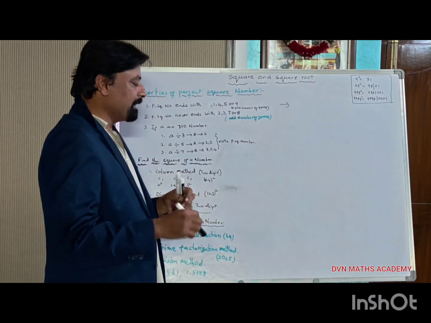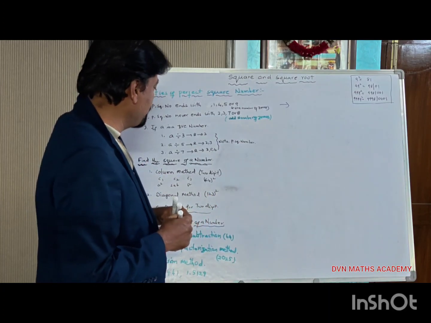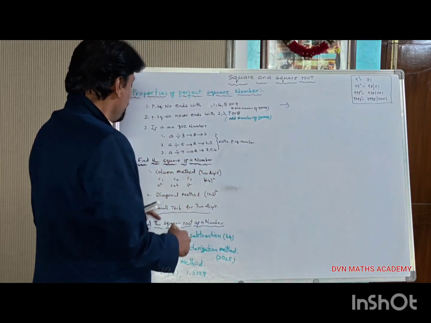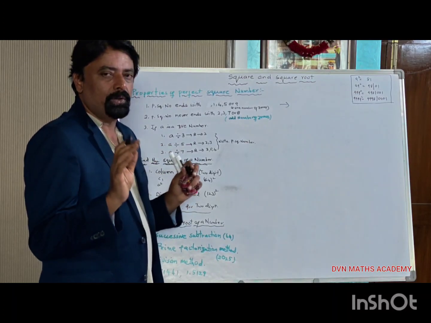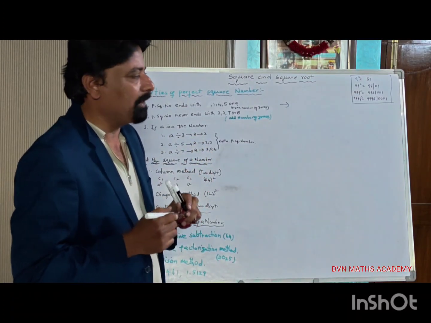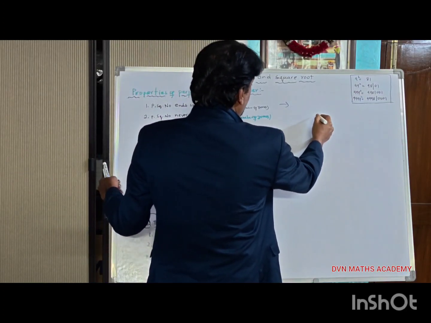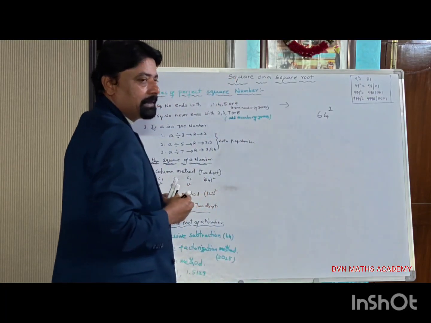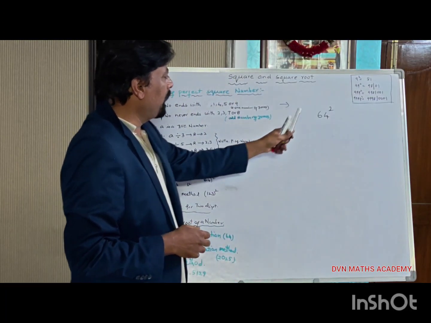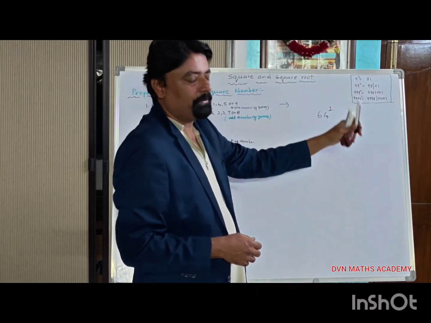I will also explain one technique to find the square of two digit numbers in this session. So the first one is the column method. This column method is only useful for two digit numbers. For example, you select any two digit number. I will take 64 square. I want to find 64 square. You can multiply 64 into 64, and by multiplication also you will get the square of 64.